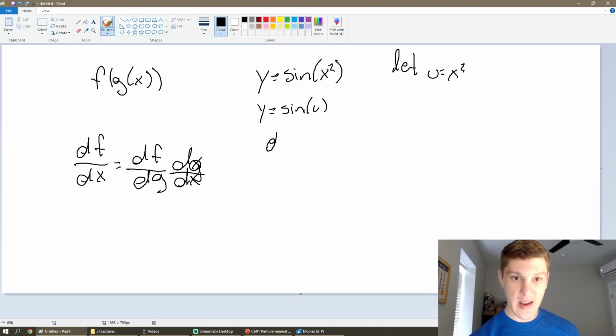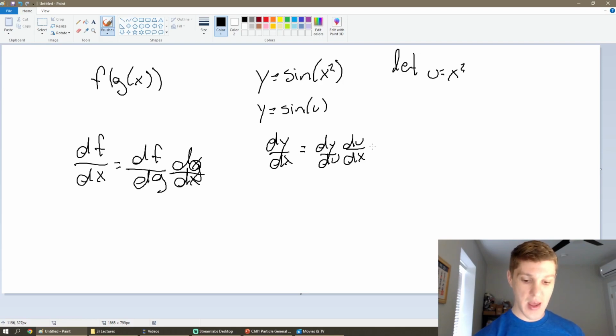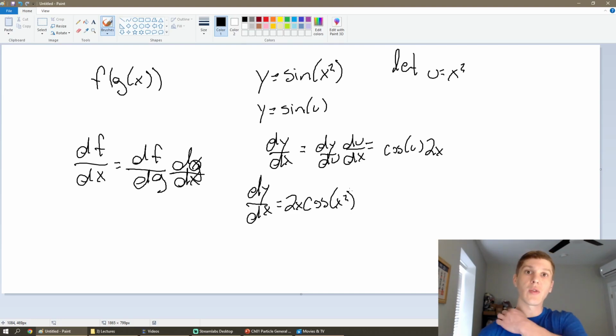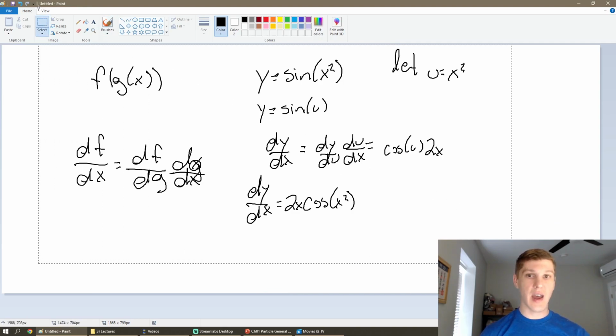you would then say that dy/dx is equal to dy/du times du/dx, which is equal to cosine of u, and du/dx is just 2x. So dy/dx is equal to 2x cosine of x squared. You would do that in your head. You would not go through all those steps in order to take that derivative. But if you wanted to be rigorous about it, you would substitute u equals x squared into your function, take the derivative with respect to u, and then include the derivative of u with respect to x. Okay?